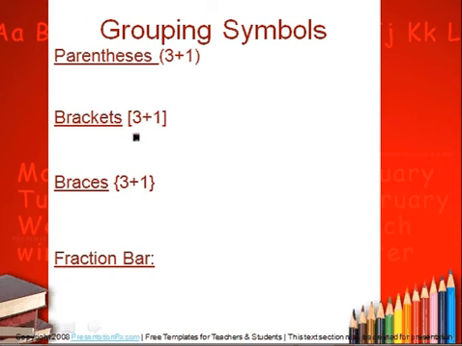You don't necessarily need to know what these are called. You just need to know that they're grouping symbols and that you have to do them before you do the normal order of operations. The last grouping symbol is a fraction bar, and the reason it's a grouping symbol is because it groups the numerator and denominator. It separates the problem into two groups, the numerator and denominator.